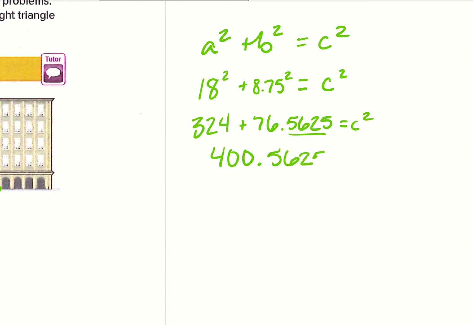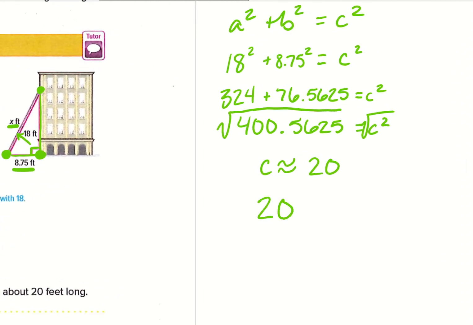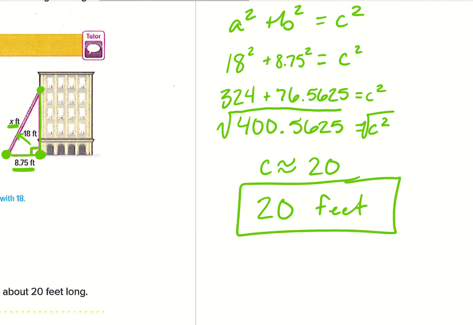So all I did there is add these two numbers together, and that is what c squared is. Now I need to get c by itself. If you remember, the last step in order to get c by itself is to find the square root of c squared and the square root of 400.5625. And that is going to give me that c is approximately 20. Since this is a real world problem, I am going to want to rewrite that into my units, so that would be 20 feet. What this tells me is that in order to reach 18 feet up the building, I need a 20-foot ladder. Really simple. Kind of the long way of getting there, but also the best way of getting there to make sure you don't have a mistake.